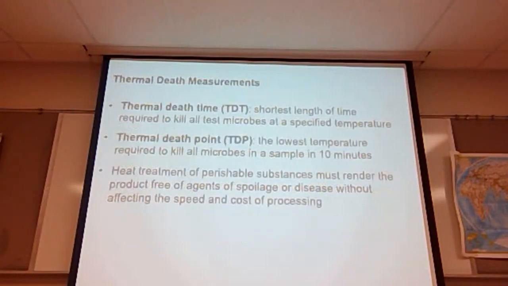The thermal death time is the shortest length of time required to kill all test microbes at a specific temperature. The thermal death point is the lowest temperature required to kill all the microbes in a sample in 10 minutes. Thermal death time and thermal death point are rarely the same. The thermal death point is usually significantly higher than the thermal death time. So why would we not want to autoclave everything at the thermal death point?